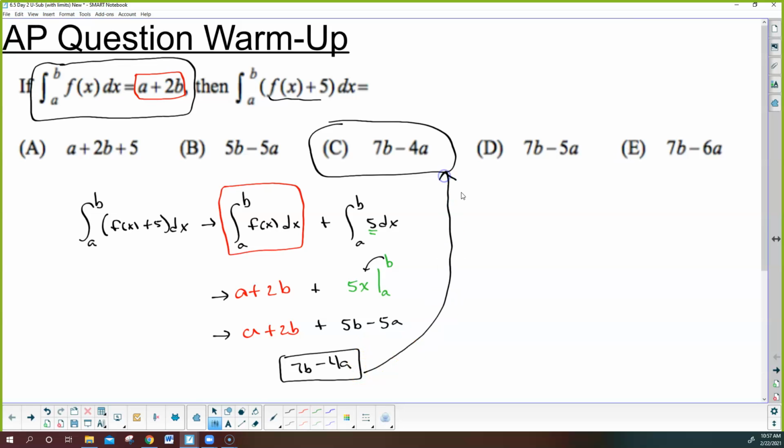So perfect, kind of just a quick review of a property. The reason why I put this one up here was to see if anybody wanted to try to use substitution. And the reason why we can't is because we would then have to take the derivative of f of x, which we don't have. So this is just a property of integrals.